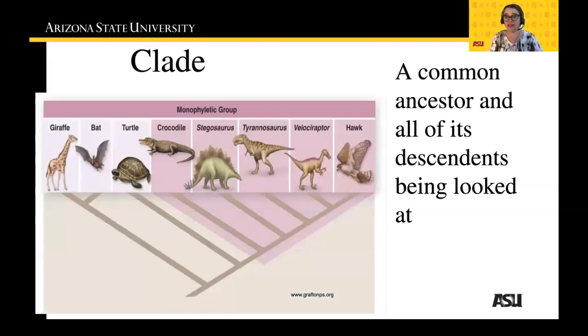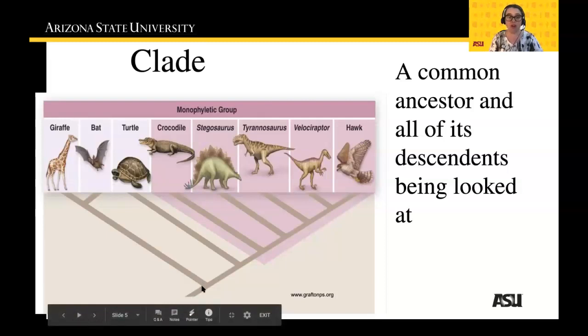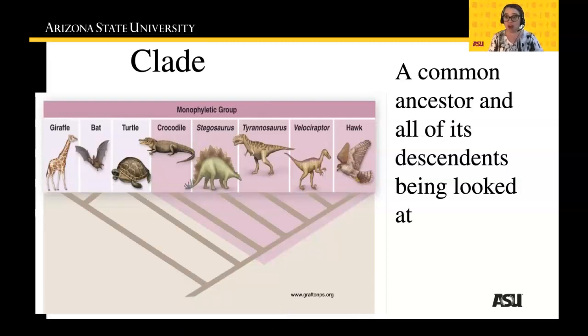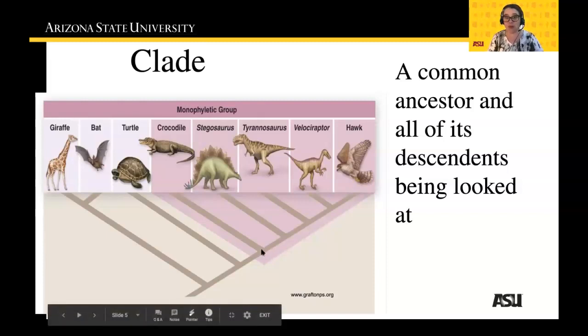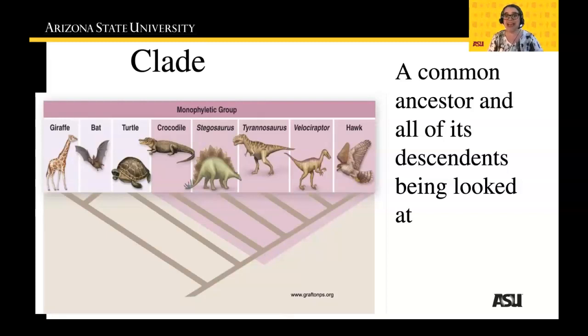A clade is a common ancestor and all of its descendants that are being looked at in one area. So the common ancestor at the very, very tip of the triangle would be the most common ancestor between the giraffe, bat, turtle, crocodile, stegosaurus, tyrannosaurus, velociraptor, and hawk. Now, if you look at the pink triangle, that common ancestor would only be between the crocodile, stegosaurus, tyrannosaurus, velociraptor, and hawk. This is known as a clade. A clade would be the common ancestor and its descendants.